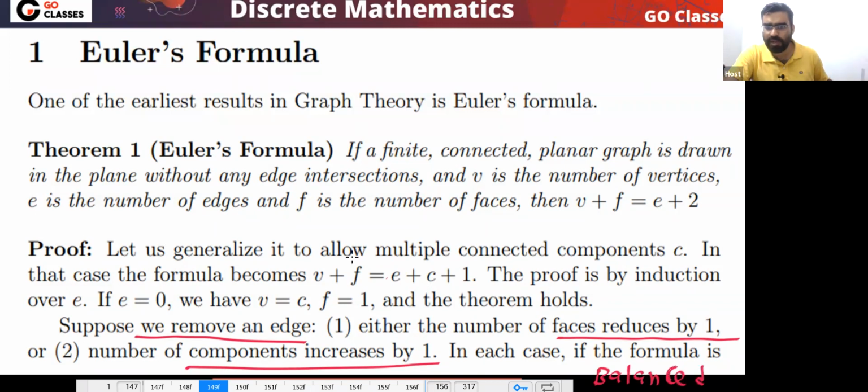In each case, the formula is balanced. This is your proof. Okay, so this is the proof. Very simple. And this fact is important. Please, this fact is important.